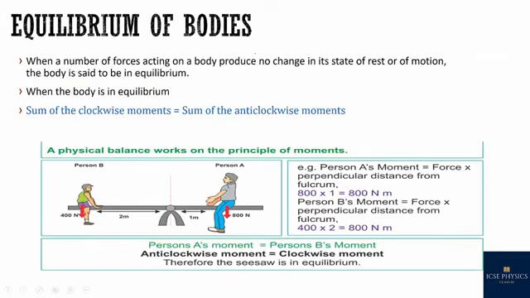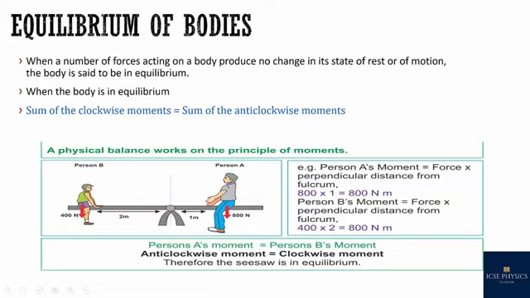Now what is equilibrium of bodies? As the name suggests, equilibrium means equal, right? When a number of forces acting on a body produce no change in its state of rest or motion, the body is said to be in equilibrium. When the body is in equilibrium, the sum of clockwise moments is equal to the sum of anti-clockwise moments.